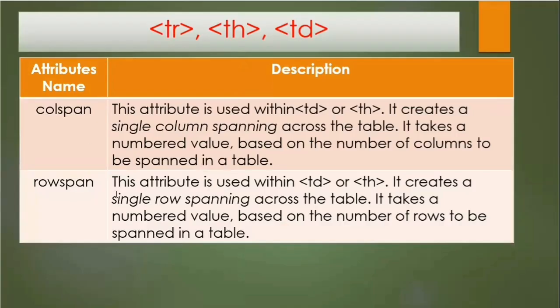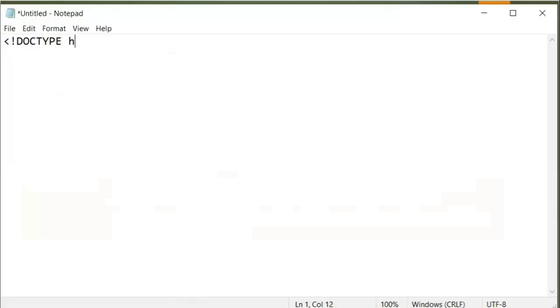The next attribute is colspan. This attribute is used within the TD tag or TH tag. So what will the colspan attribute do? It will combine more than one cell, that is, more than one column will get combined. The next attribute is rowspan. This attribute is used with the TD or TH tag. This attribute will combine more than one row together. So when you want to combine more than one row, you will use rowspan. Let's see it practically, you will understand it better.